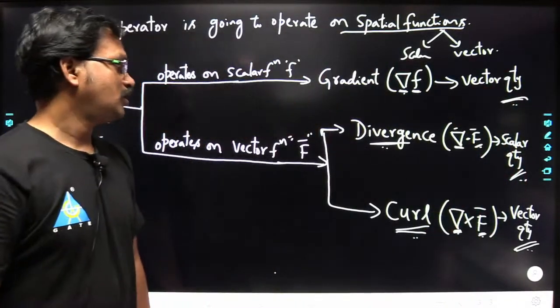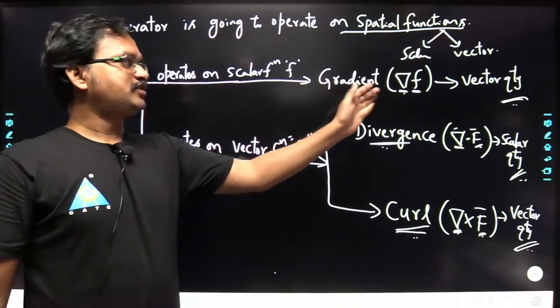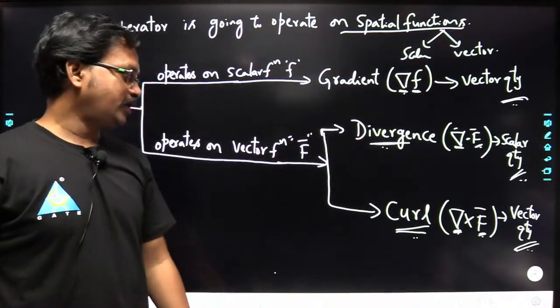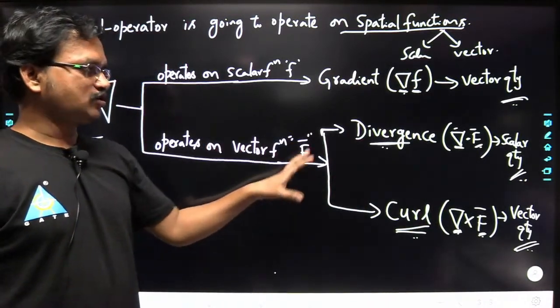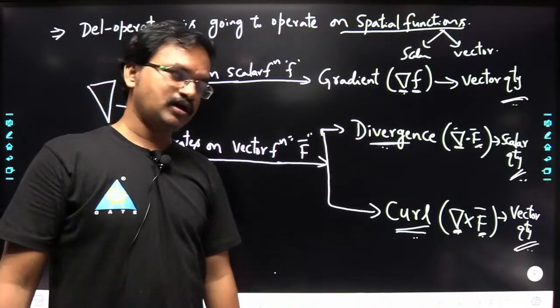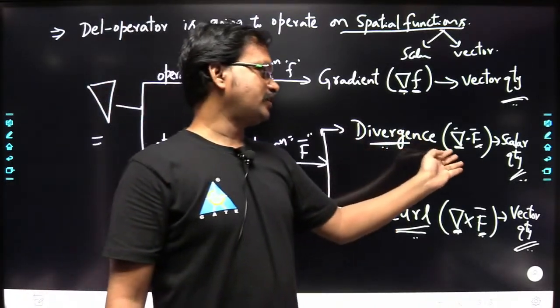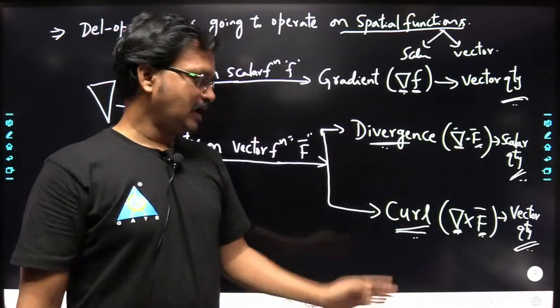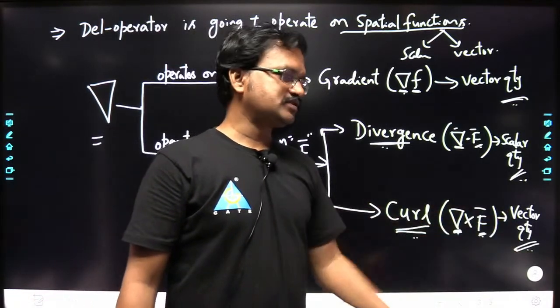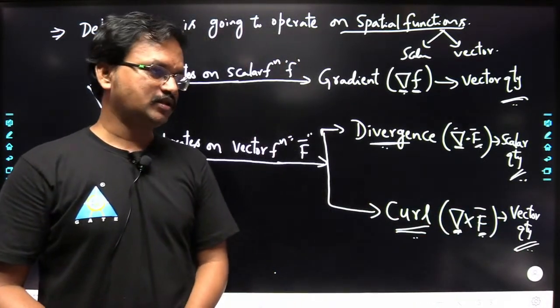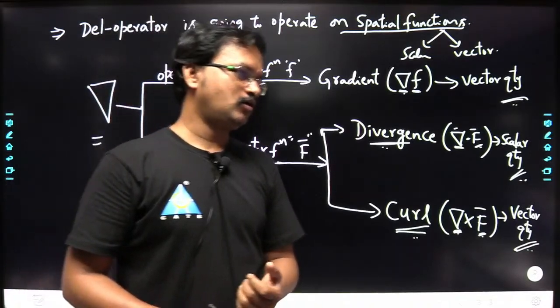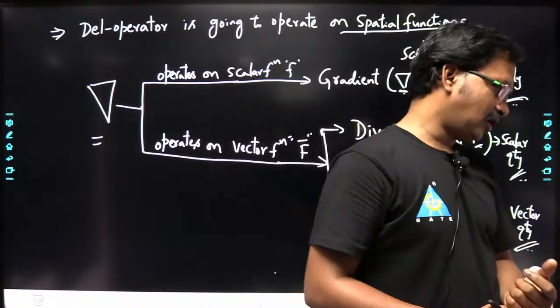So when it operates on a scalar function, the resultant is a vector quantity, and when it operates on a vector function, you have two operations, that is divergence and curl. The resultant of divergence is a scalar quantity, and the resultant of the curl operation is nothing but a vector quantity.